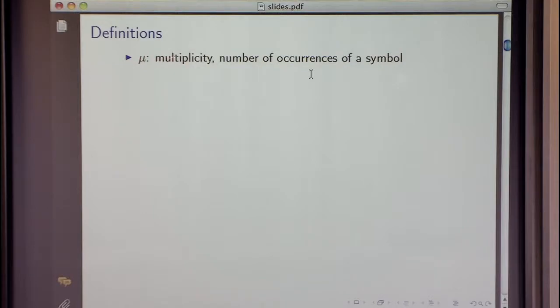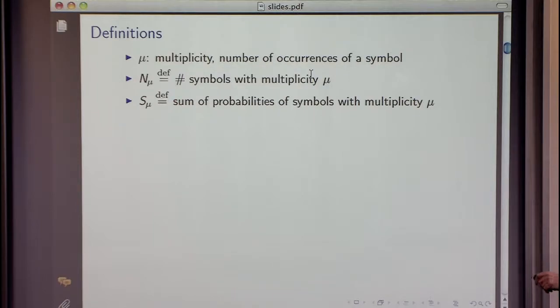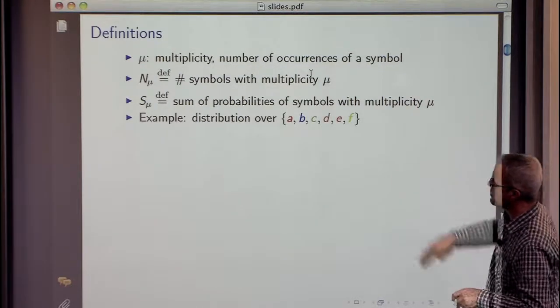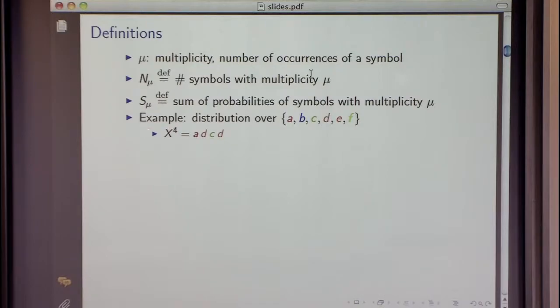let's call mu, that stands for multiplicity, the number of times that a symbol has occurred. And N mu be the number of symbols that appeared mu times. And then S mu, I'll give you an example in a second. S mu is the sum of all probabilities of symbols that appeared mu times. So for example, again, a distribution over A up to F. And let's say you took 4 samples and you saw A, D, C, D. Okay?